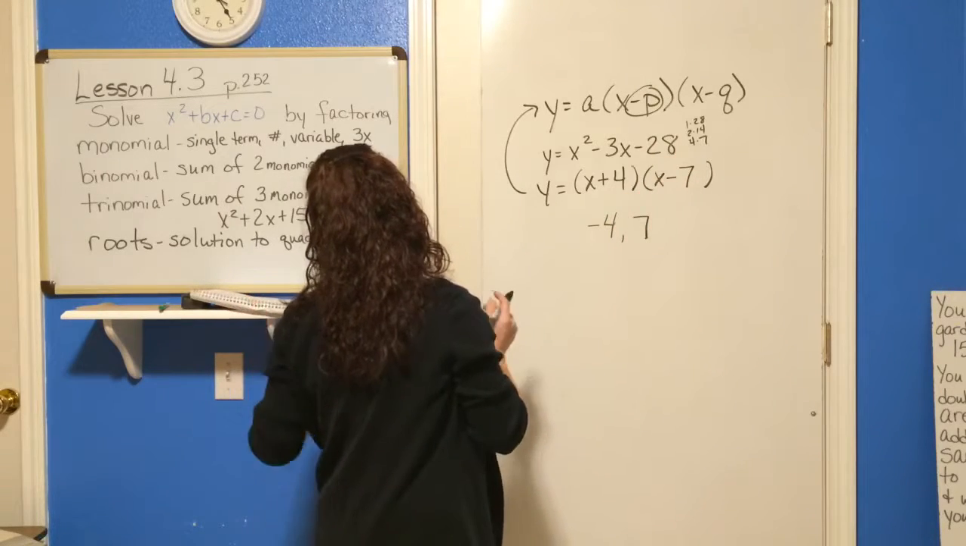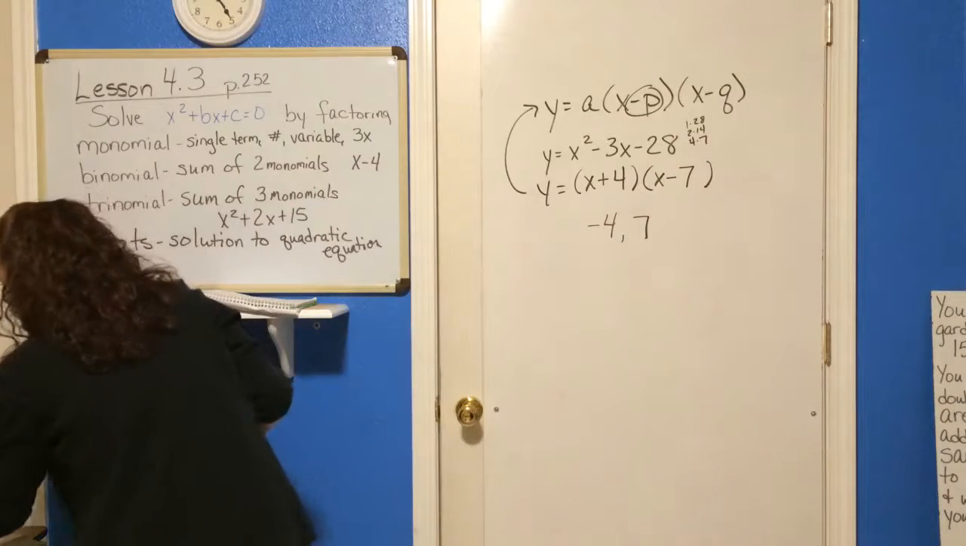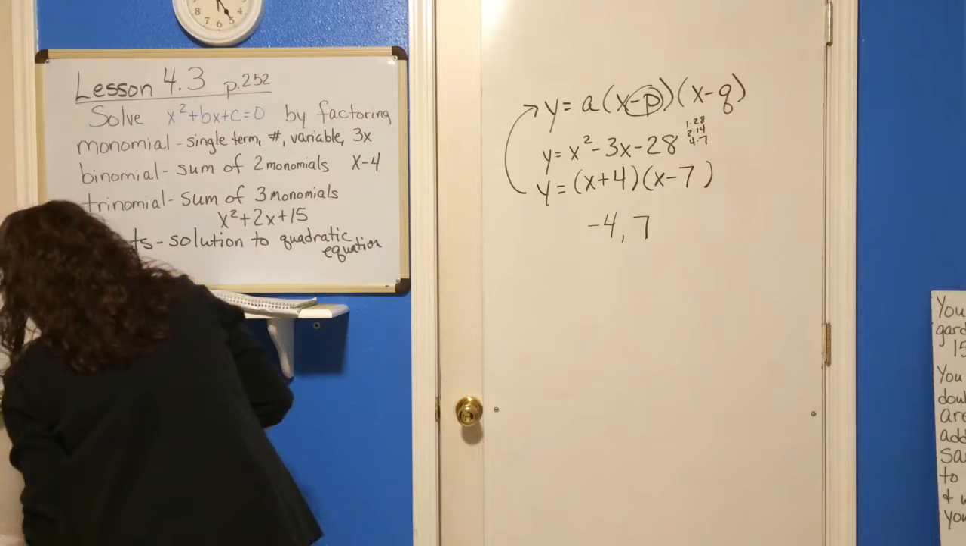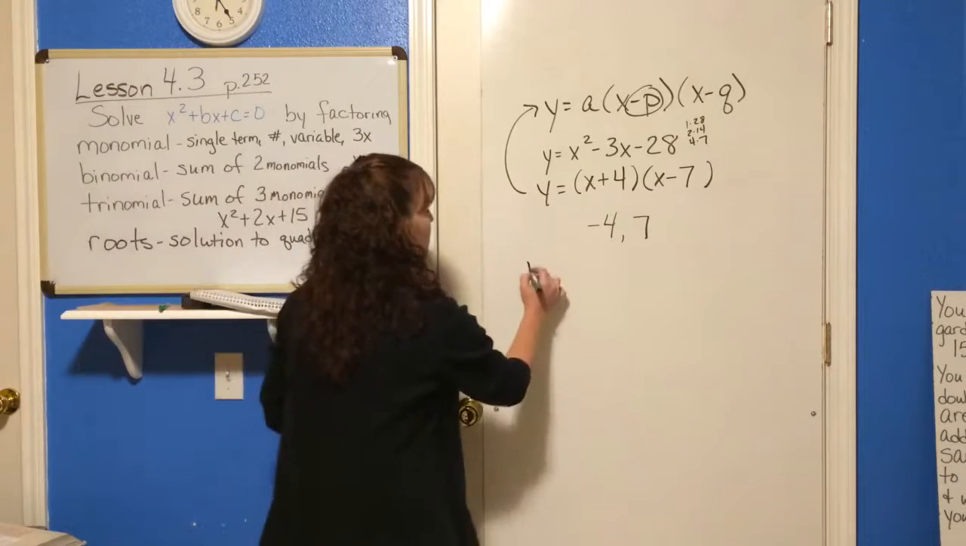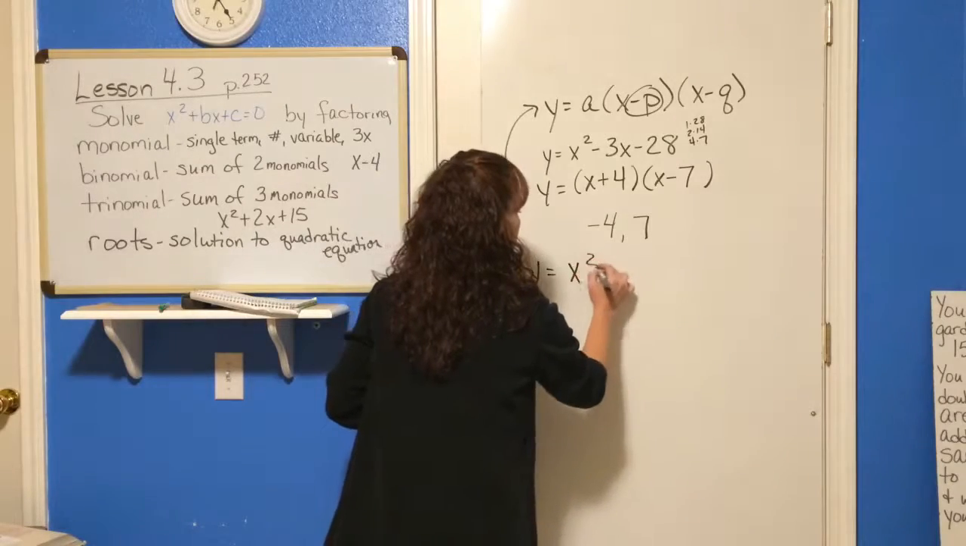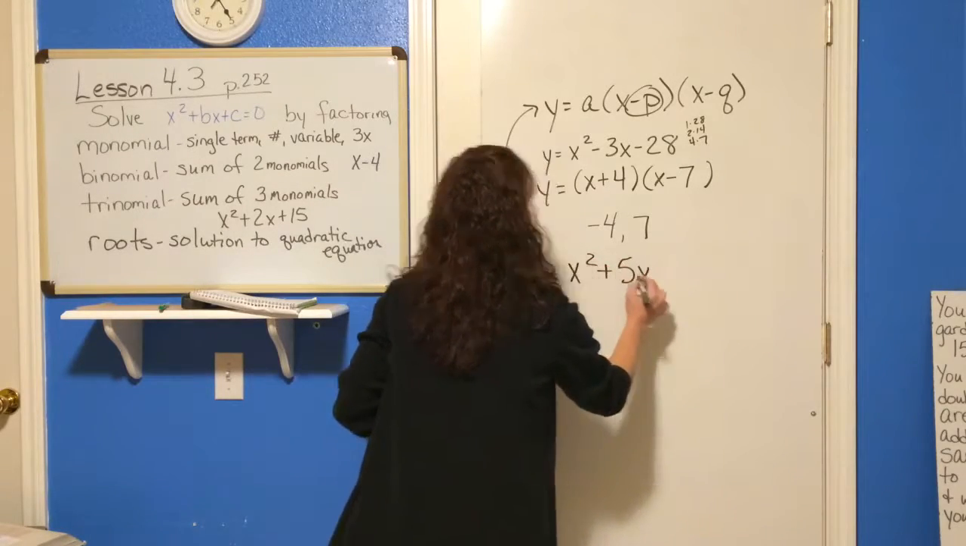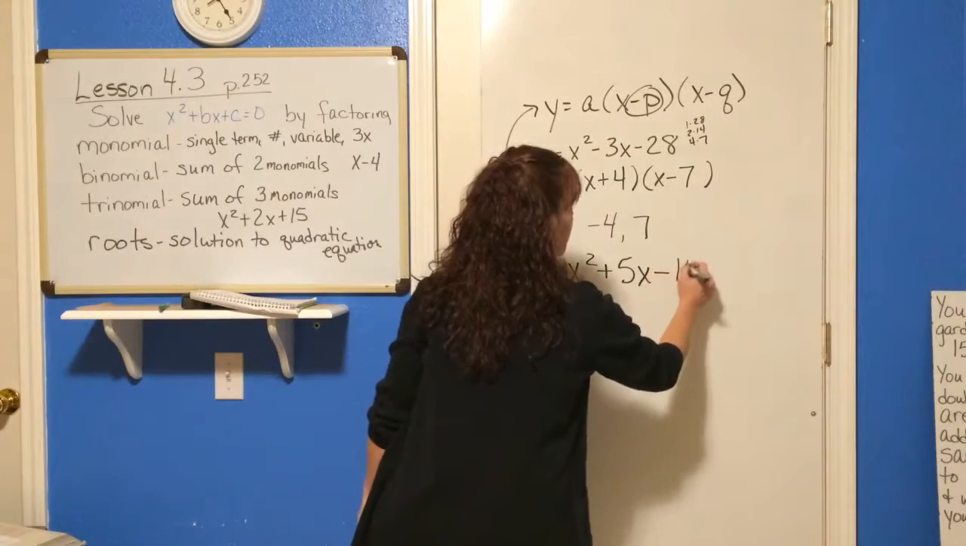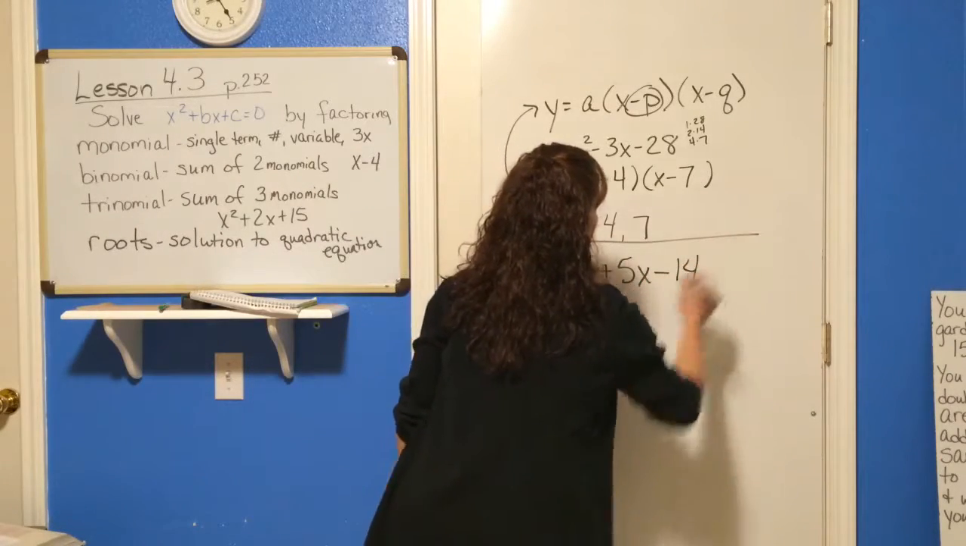And let's see, I was going to give you one more to do, but I don't have an example to give you. All right, x squared plus 5x minus 14. Is that what I said? 5x minus 14. Turn it off and do it on your own.